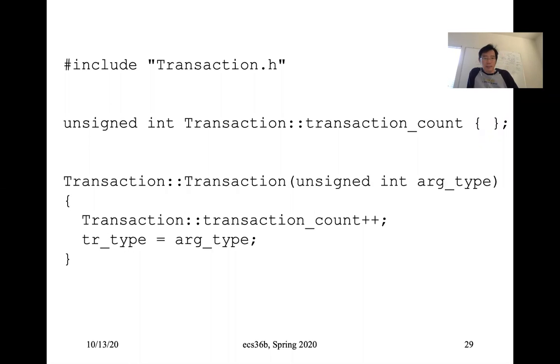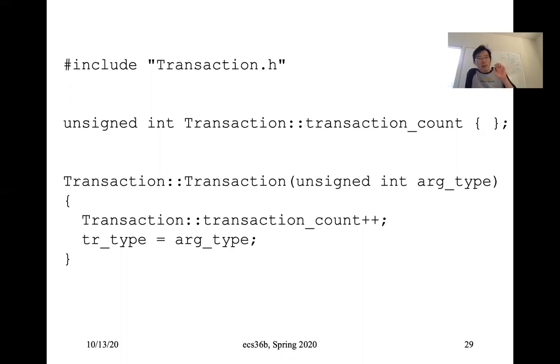the initialization for the first constructor, which I only have one, which is argument type. And you can see that inside there, I have the TR type set to be argument type because that's the only thing I have. And the other thing I need to do is get the transaction count to be plus plus. And here I'm using a convention, which you see that I have a capital Transaction, colon, colon, transaction count.